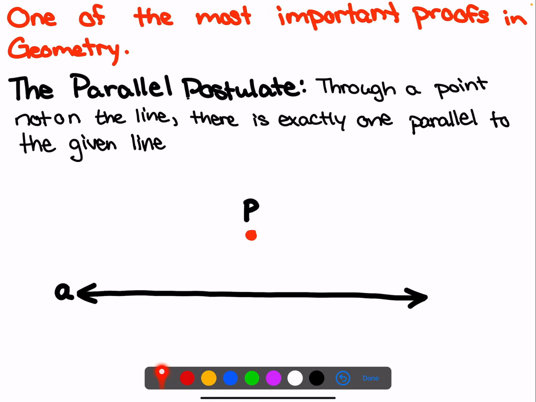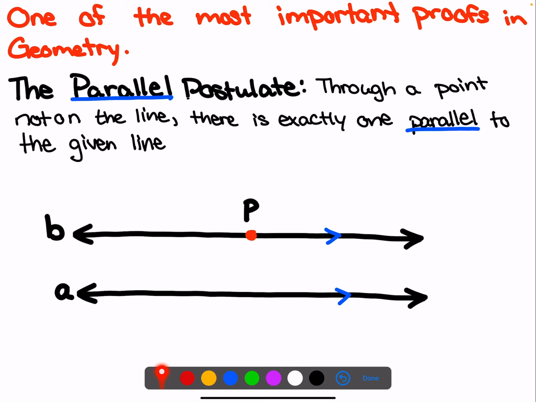So with that being said, we're going to go ahead and start with one of the most important geometry theorems. And this theorem, well, it's not really a theorem, it is a postulate. This postulate has changed geometry drastically in the last 200, 300 years. So this postulate is the parallel postulate. It states, through a point not on the line, such as point P, there's exactly one line that will go through point P and be parallel to line A.